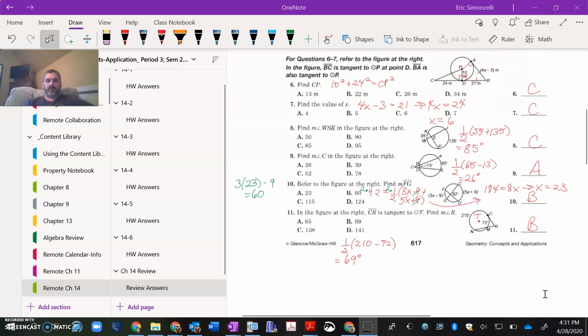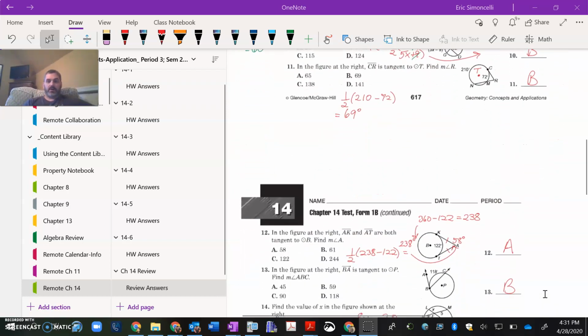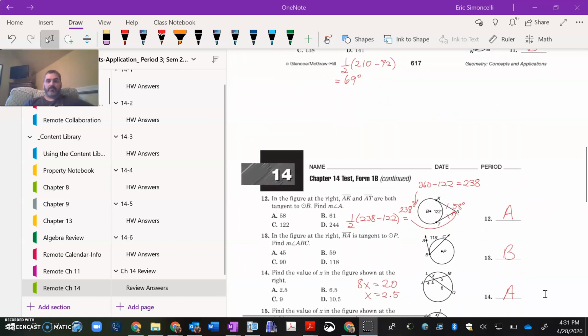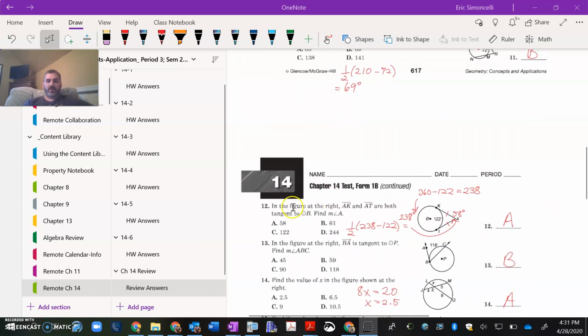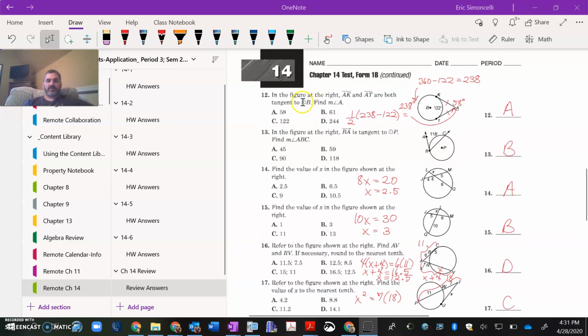And if I don't complete all of the remaining questions, I'll complete them in an audio recording. So here we go. On the next page, you can see here on number 12, let's go ahead and scroll down. On number 12, it says in the figure at the right, AK and AT are both tangents to the circle. Find the angle A that's exterior here. So these two tangents, as we again kind of reminded ourselves on the prior page, are in fact congruent. So that's a neat relationship to kind of connect to.